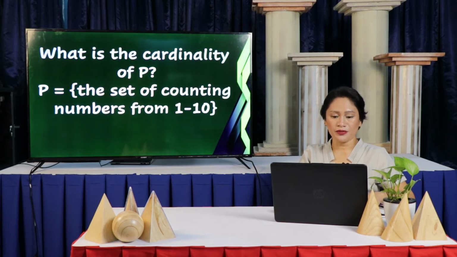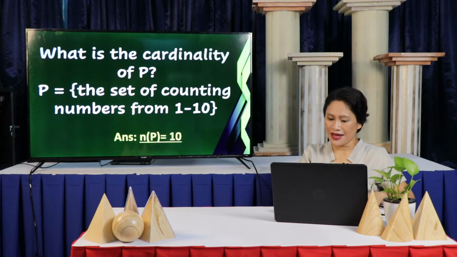Question number 2. What is the cardinality of set P? If P is the set of counting numbers from 1 to 10. Again, what is the cardinality of set P if P is the set of counting numbers from 1 to 10? The correct answer is n(P) = 10, or, the cardinality of set P is 10.